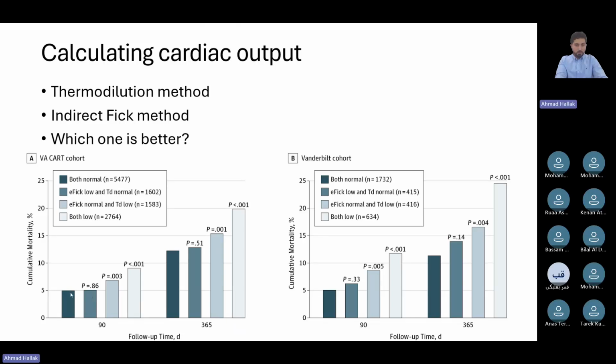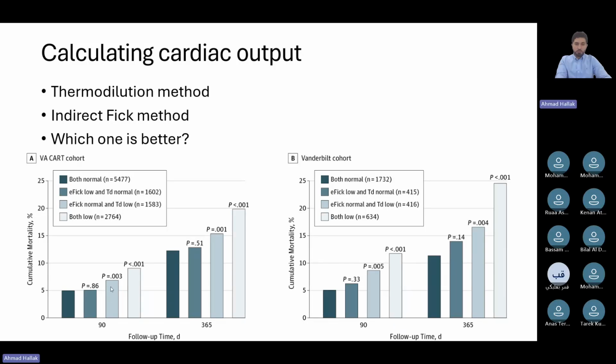So look at these people. There is no significant mortality difference between these patients. If you had a low FIC but normal thermodilution, you didn't really have a statistically significant increase in mortality. And these charts are different. This is the 90-day follow-up, and that's 365-day follow-up. Same for both sides. So you can say that, at this point, it was trending towards becoming significant with a p-value of 0.14.